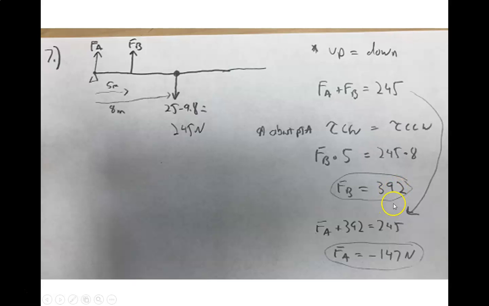Okay. Now I know FB. I'm going to plug that into my first equation. FA plus FB equals 245. And I get that FA is equal to negative 147 newtons. Sorry.